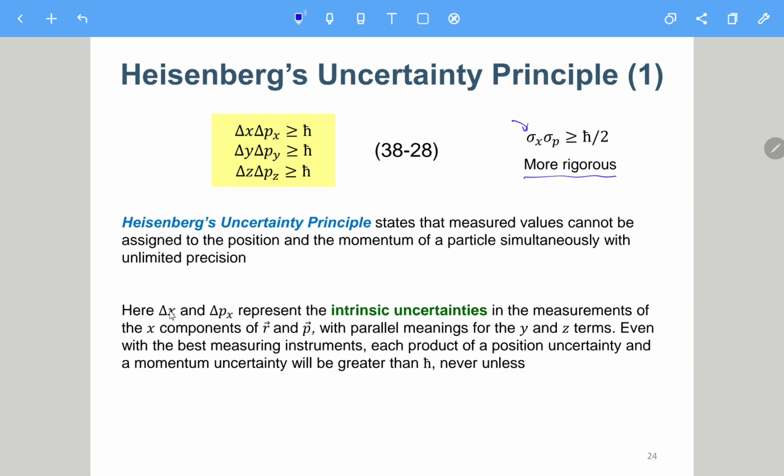Okay, so here this delta represents the intrinsic uncertainty in the measurement. So even with the best measuring instrument, the product of a position uncertainty and the momentum uncertainty will be greater than h bar.